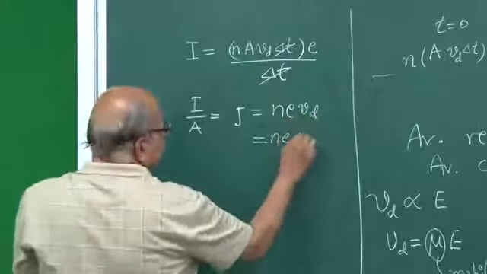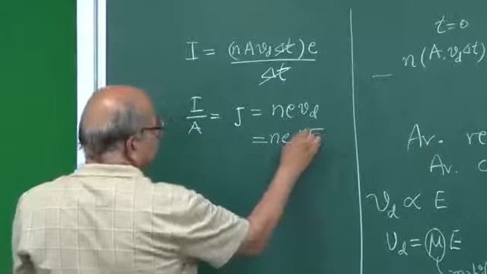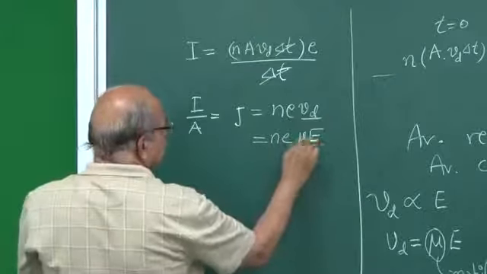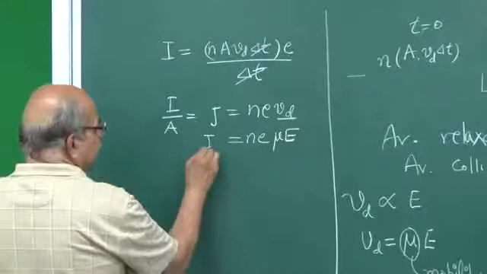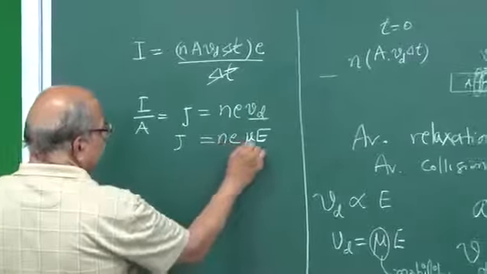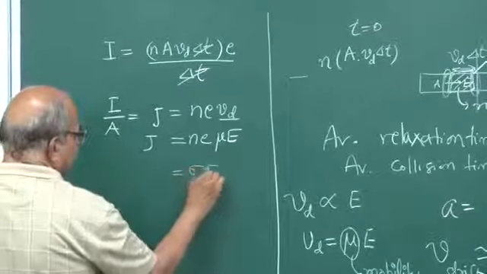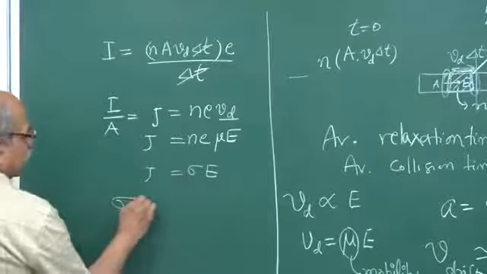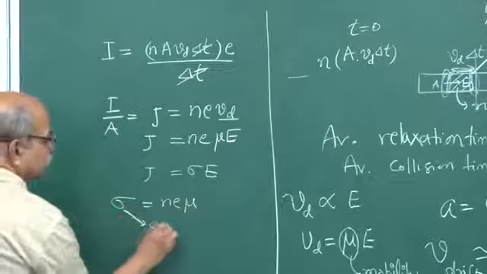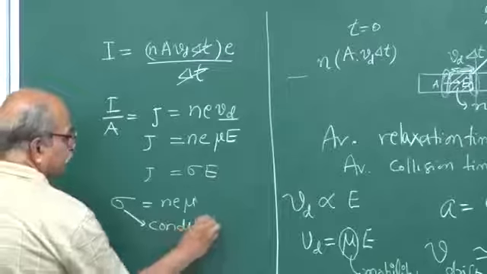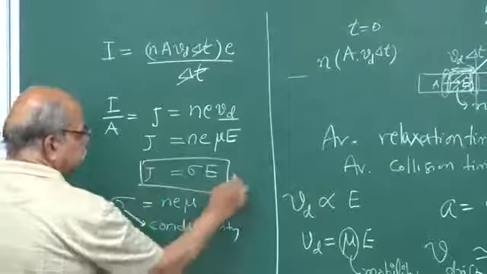this Vd is mu times E, this is the mobility, Vd is drift velocity is mu times E, so you can put it here. So it is like this. So J is equal to N E mu E, and this is written as sigma times E, where sigma is N into E into mu, and this is called conductivity. And this is your Ohm's law.